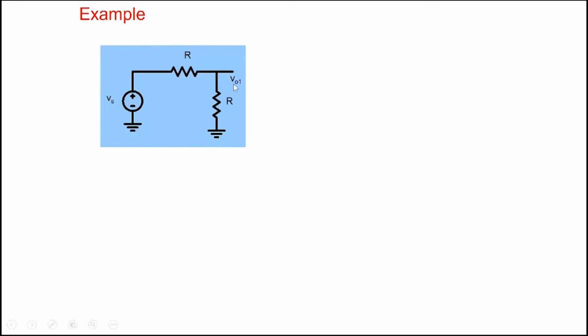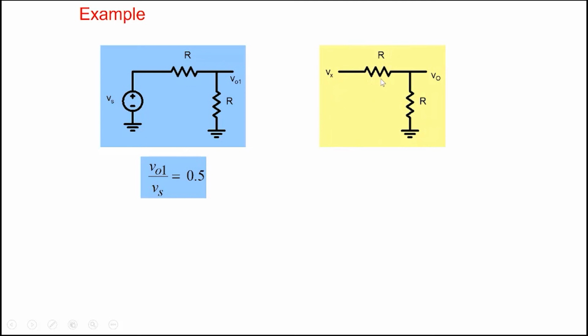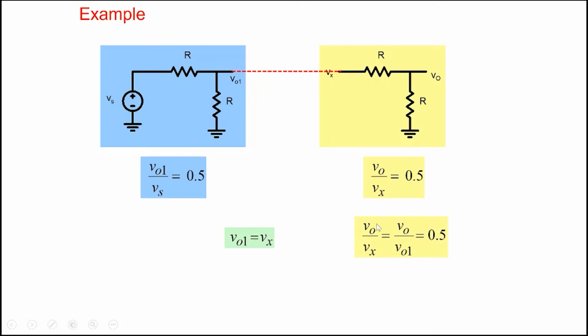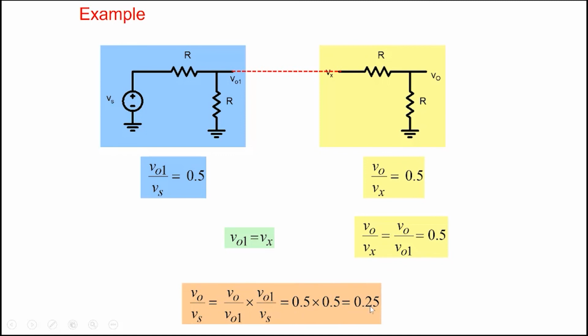So we have a voltage divider, and if we calculate V01, obviously V01 by Vs is 0.5. We have another voltage divider, V0 by Vx is 0.5 here, right? If we connect them together, then in a naive way we would expect that V0 by Vs would be 0.5 multiplied by 0.5. We may assume that V01 equals Vx, since we are connecting it by a wire, which is true. And we may assume that V0 by Vx equals V0 by V01, which is 0.5, and therefore the answer is 0.25. But we have made an assumption.